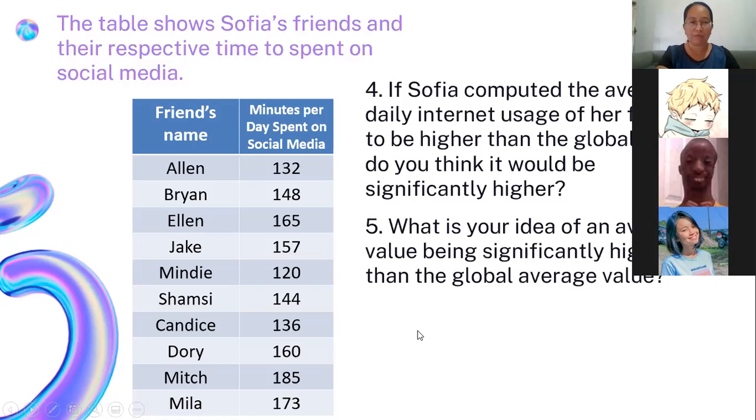Okay? And then fifth question, what is your idea of an average value being significantly higher than the global average value? Di ba sabi natin the average value or the mean is a measure of central tendency. And sa statistics kasi, there are two types. The descriptive and the inferential. Usually, if you will just deal with the measures of central tendency, the measures of variability, kasama lang siya sa descriptive. Ano po? It's just a value that will describe the performance of the group.